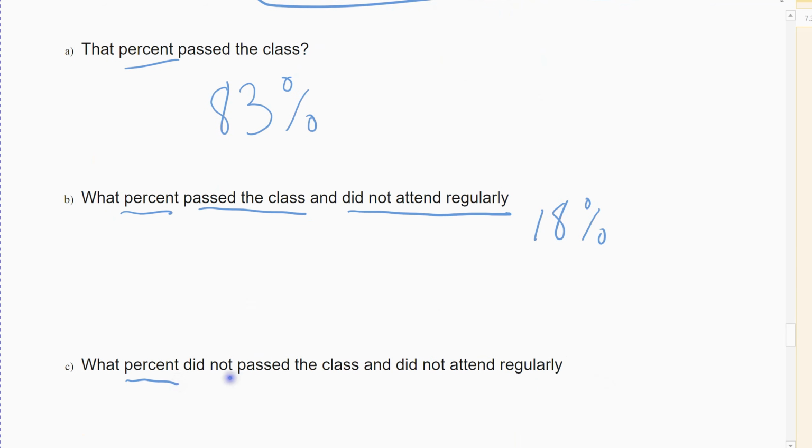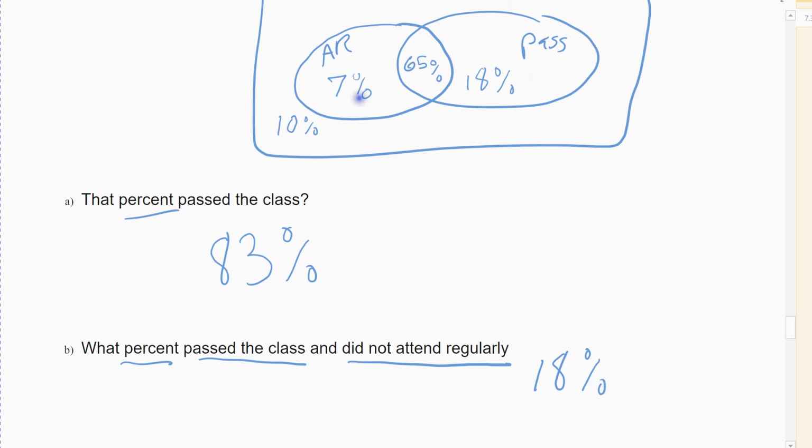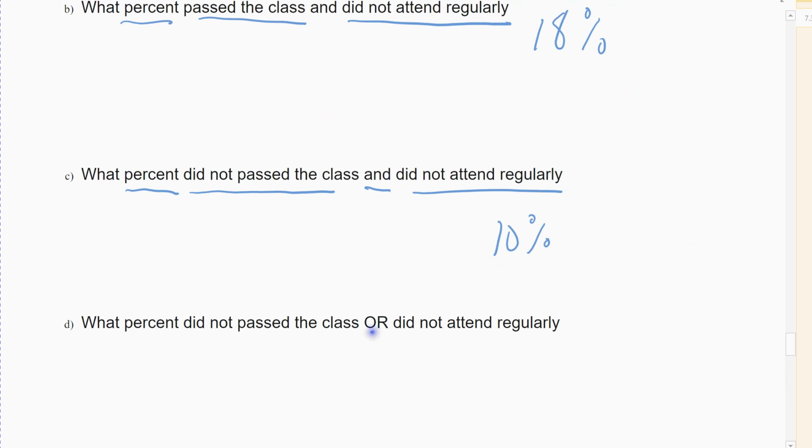All right, what percent did not pass and did not attend regularly? Well, that would be the outside area. They're not passing and they're not attending regularly. That's this 10% here. Not passing and not attending regularly. All right, the or, I've got it written big here because the or is always one you want to be careful of. So probability: they did not pass, so they're outside the passing circle.